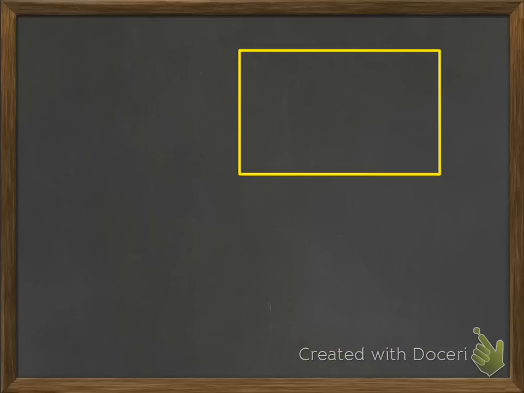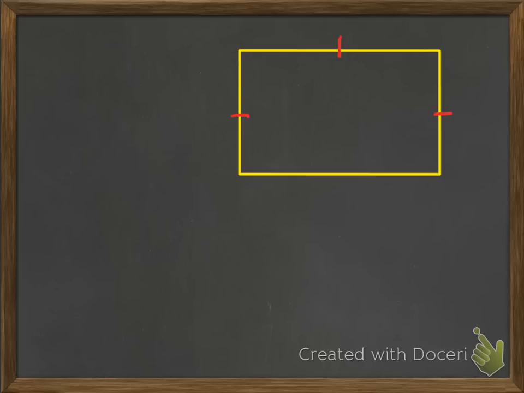Alright, now we're going to talk about rectangles. Let's say, first of all, you know things about rectangles. You know that this side is congruent to that side, and this side is congruent to that side. That's something that you should already know about rectangles.